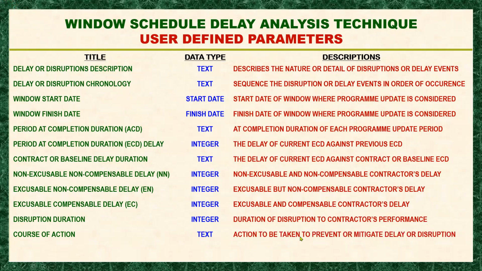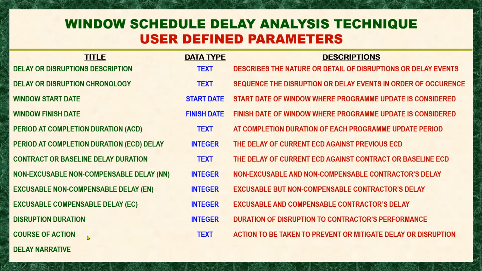Now, this is an action to be taken to prevent or mitigate delay or disruption. Disruption duration is the duration of disruption to the contractor's performance. Let me emphasize that disruption and delay are specifically different. When we say disruption, it causes delays, but it doesn't really mean that the project completion is impacted.